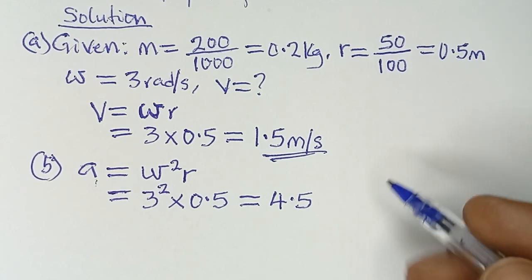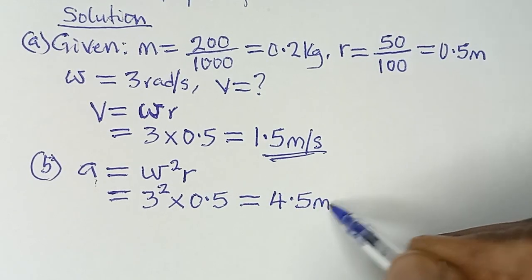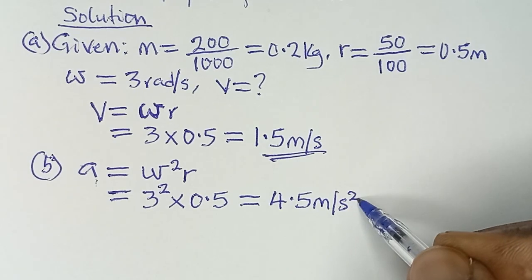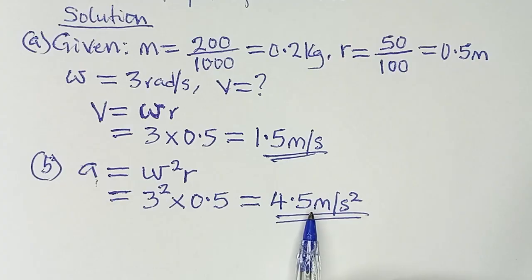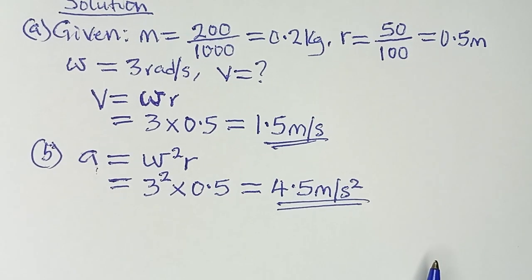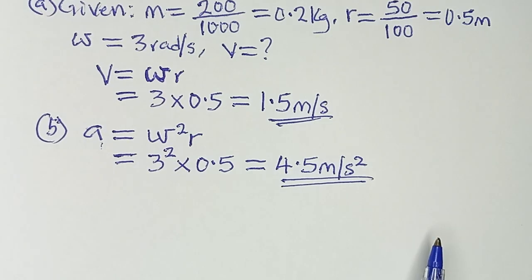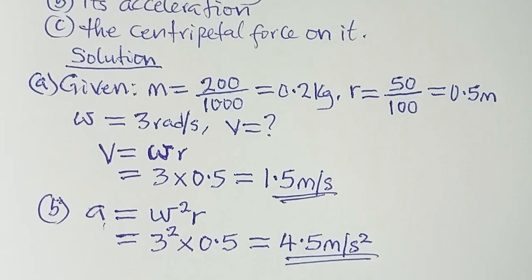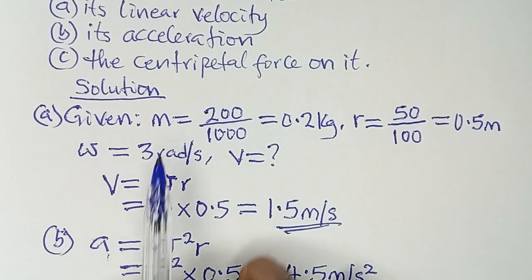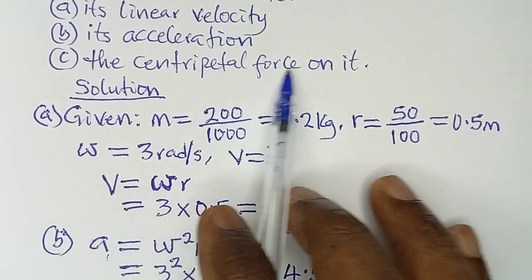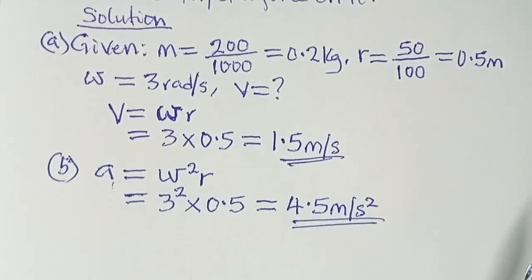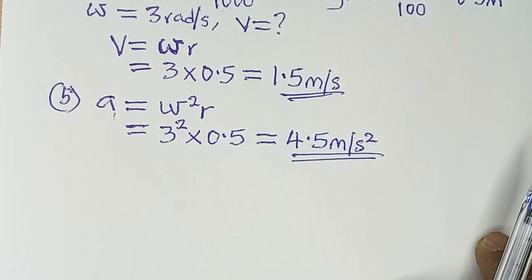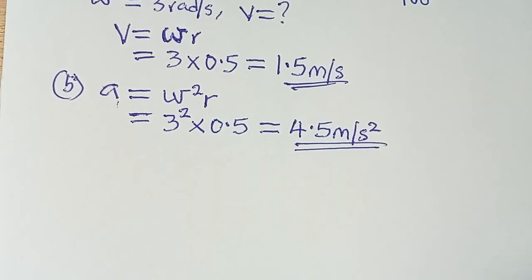What's the unit of acceleration? That is meter per second square. That is the unit of acceleration. So this is the value of the acceleration of the circular motion. Now, finally, let's look at the C part of the question. Now, what are we asked to look for in the C question? The C says we find the centripetal force on it. So we have to find the centripetal force now acting on the object in circular motion.